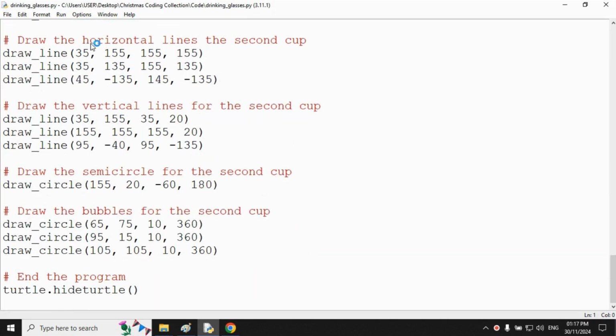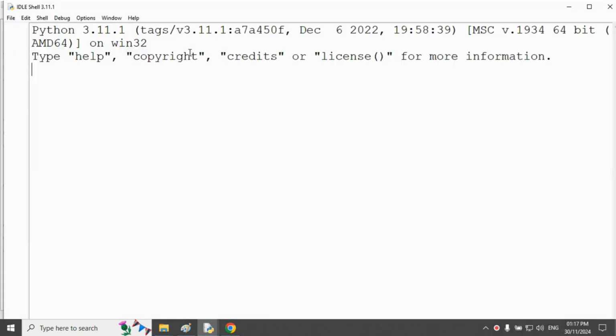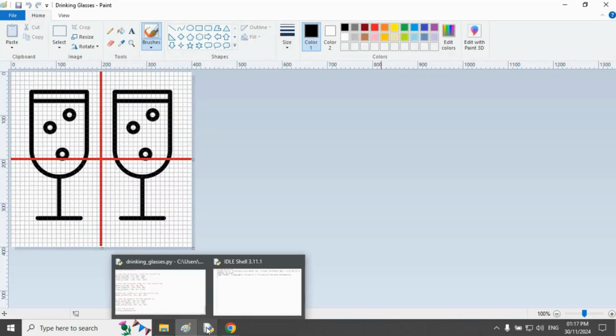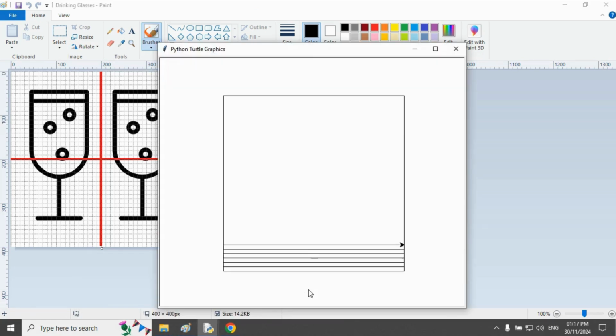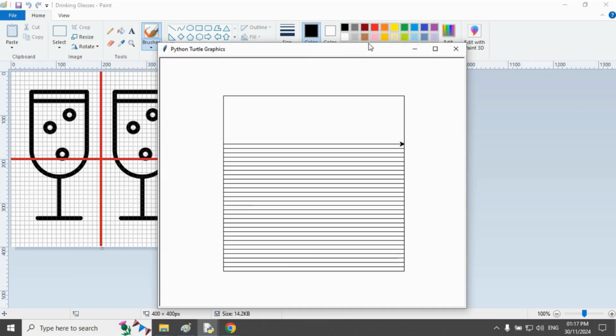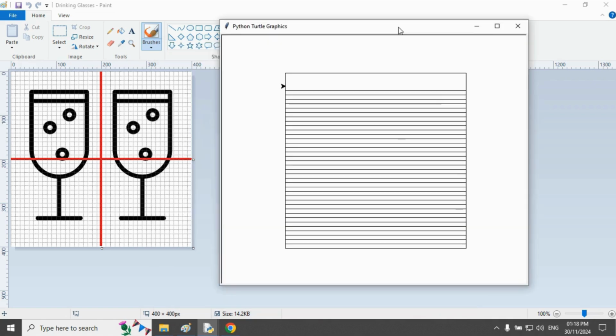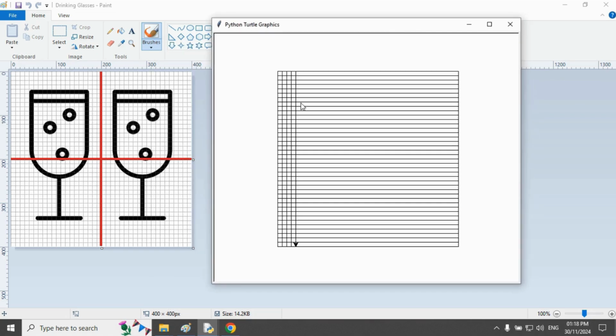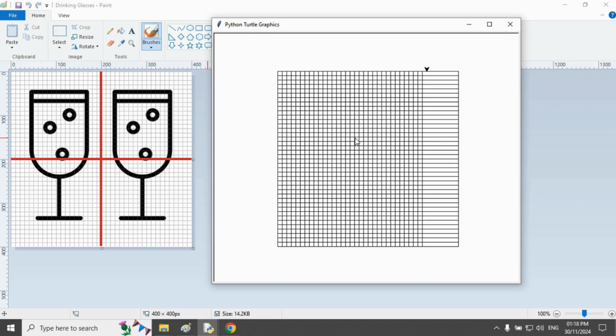The first thing you have to note about code is that you have to draw your grid first. The reason why you draw your grid first is because your grid is what will help you get the coordinates of the shape you are trying to replicate. Now notice this is 400 by 400, this is also 400 by 400.